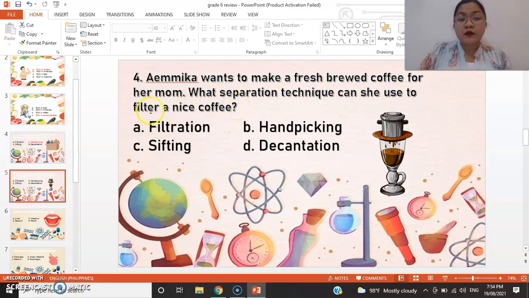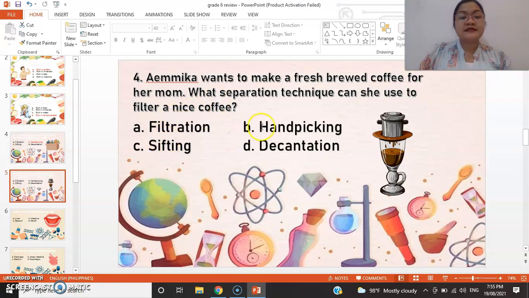So from the word filter, what separation technique are you going to use? Letter A, filtration. Letter B, hand picking. Letter C, sifting. Letter D, decantation. Again, what are you going to use to filter coffee?